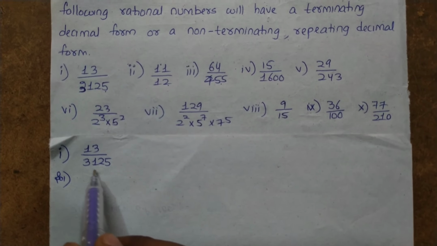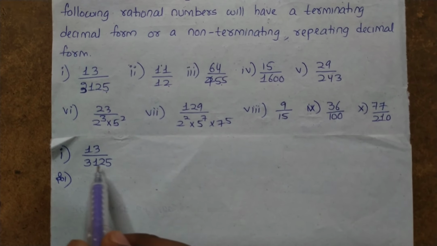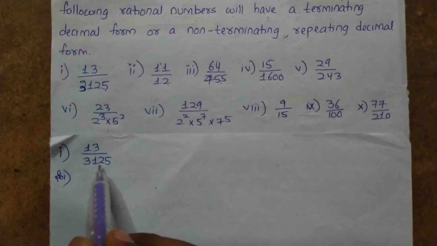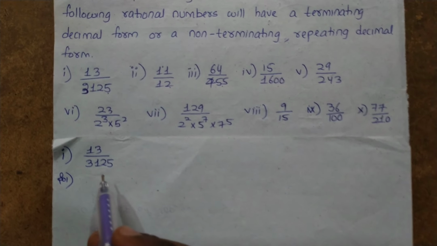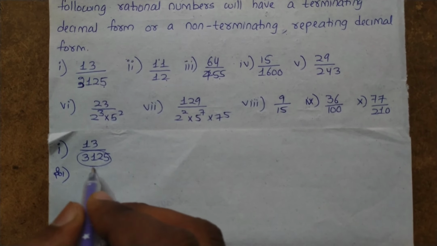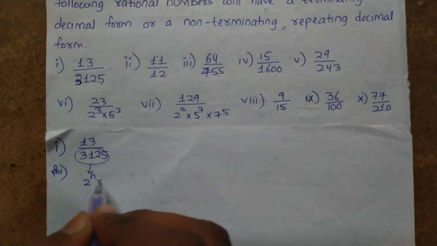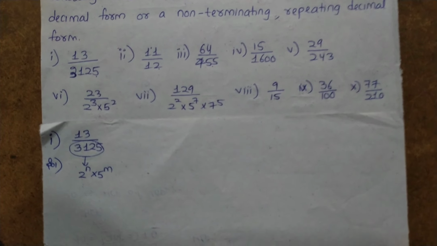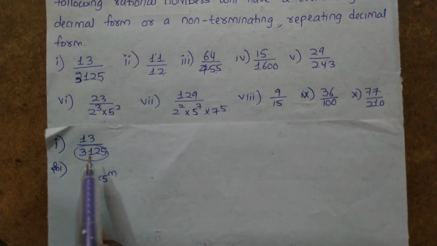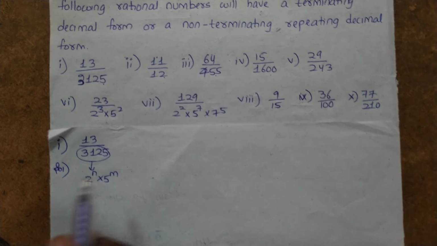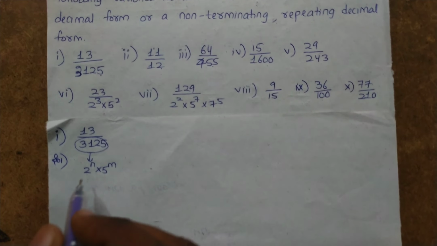Regarding this, suppose 3125 is there. If somehow you are able to write the denominator in terms of 2 power n into 5 power m, either any one of them is also okay, then it is a terminating decimal. Otherwise it is not a terminating decimal. That's it. Now we will try.